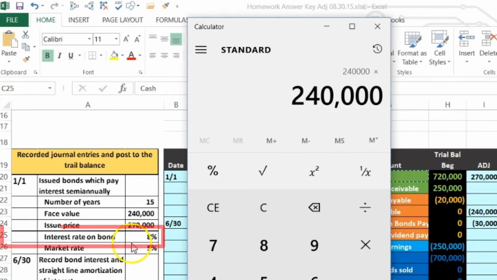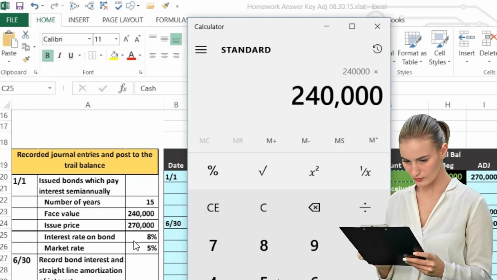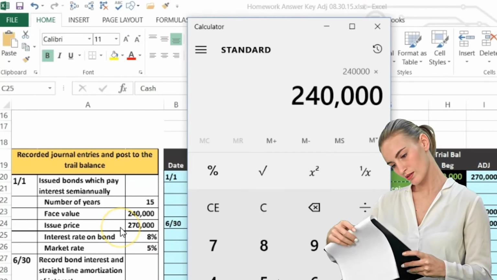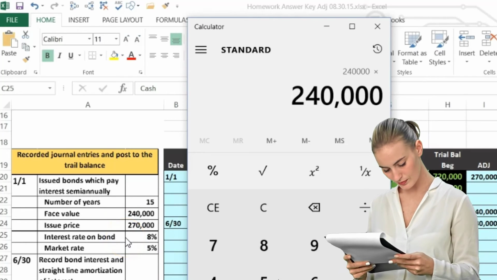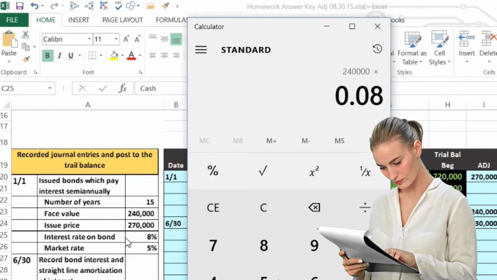And that's the interest on the bond. It's not the market rate. It's going to be the interest that's been written on the bond. We couldn't change that. That's why we had to issue it at a different price than the face amount. Therefore, we're going to multiply it times, and I'm going to do this in a decimal, 0.08, and enter.